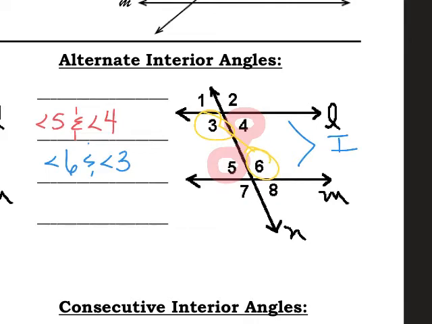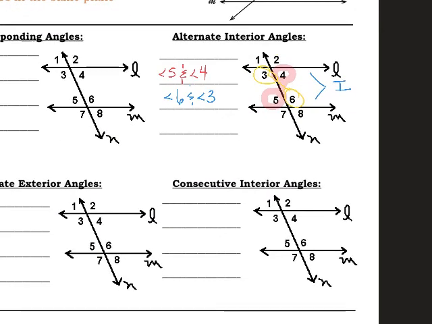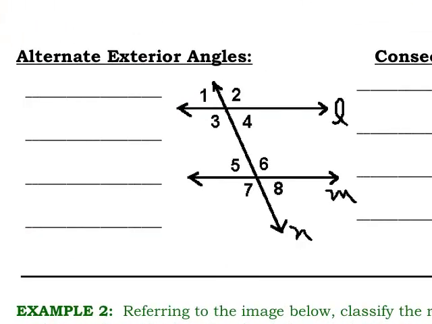Okay? Alternating interior. Now, if we have alternating interior, we also have alternating exterior, okay? So let's look at that one. What 4 numbers are on the outside of the 2 lines? 1, 2, 7, and 8. So I'm going to label it with an E. These are your exteriors. And again, you're alternating lanes as if you were driving.